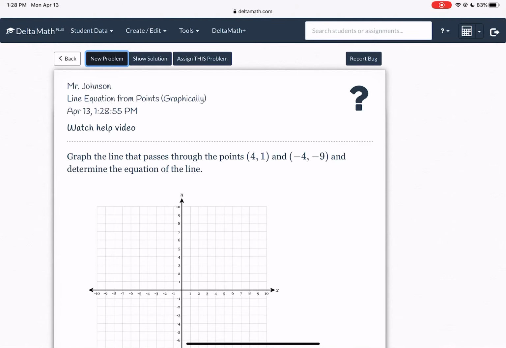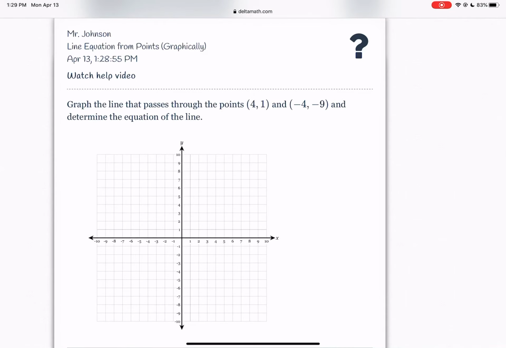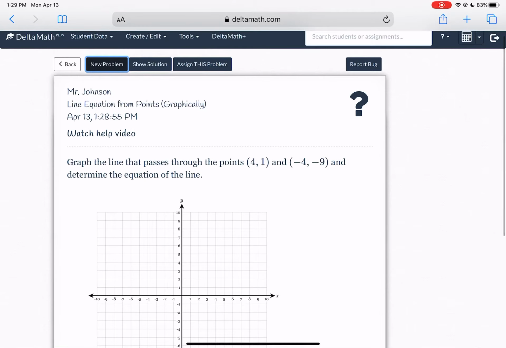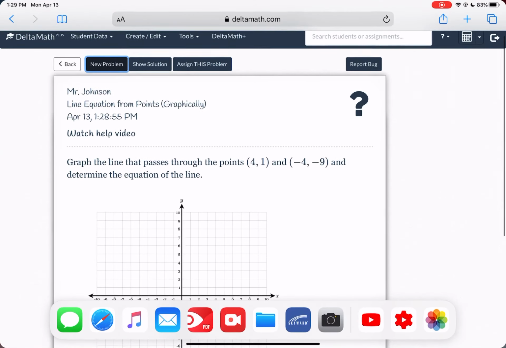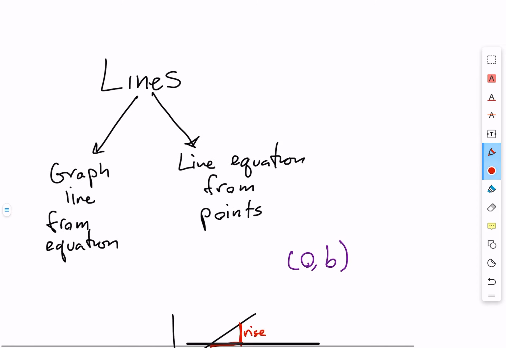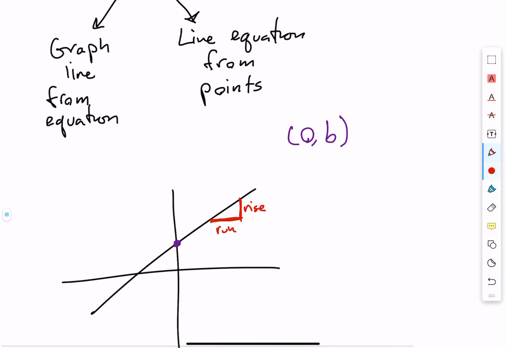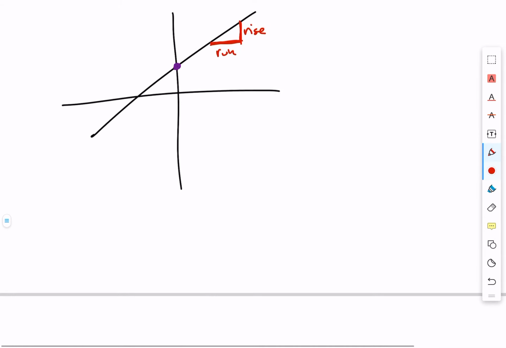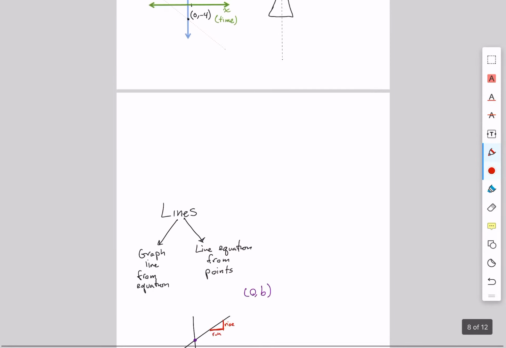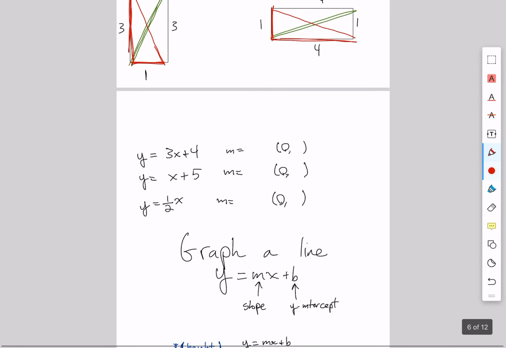So let's see if we can find one where, well, let's jump over here. Thought I had listed a couple case scenarios. Yeah, all right.